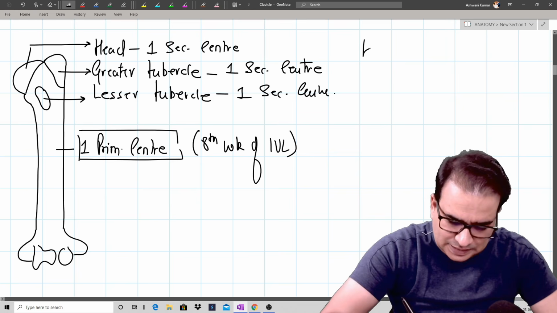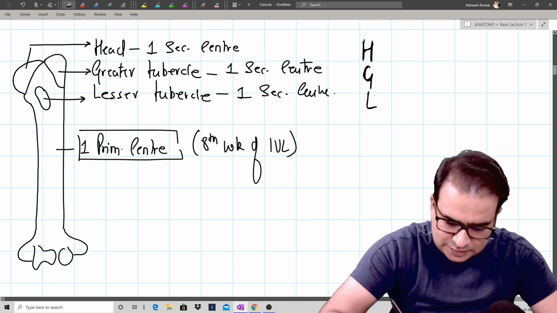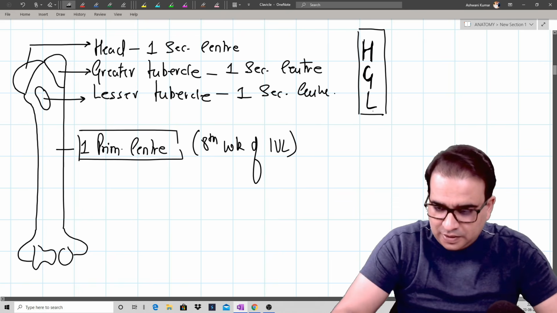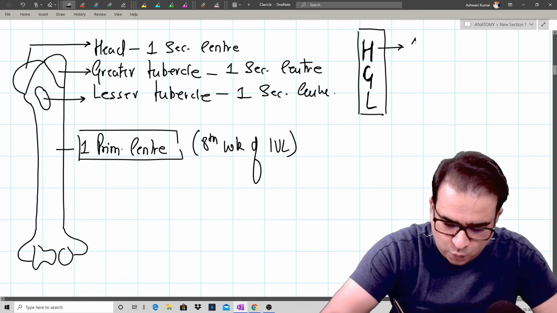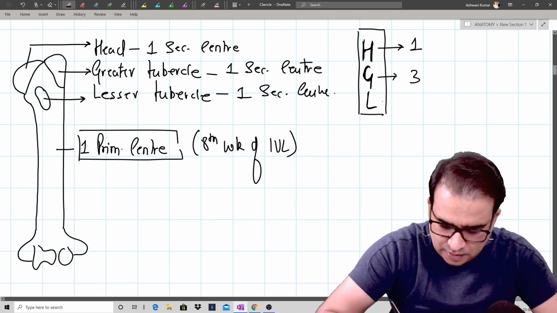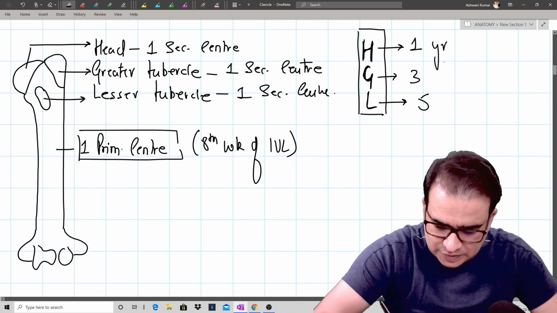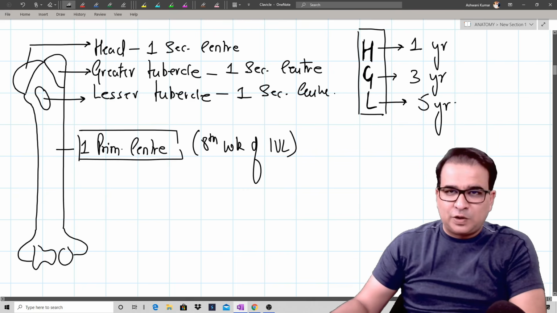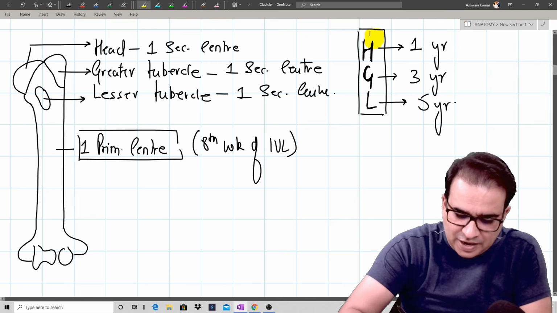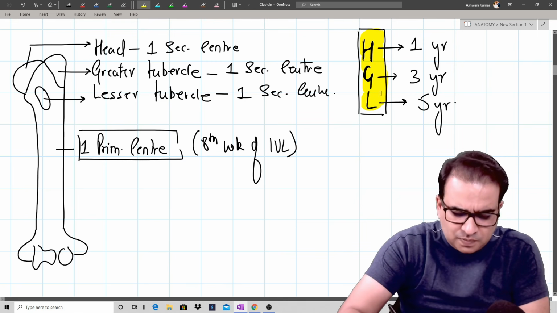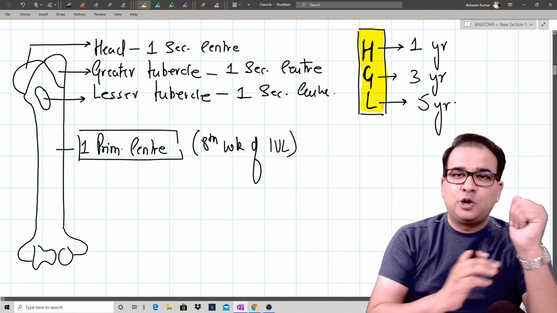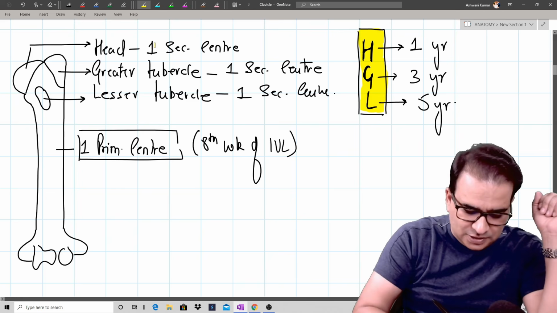That's H, head, G, greater tubercle, L, lesser tubercle. This HGL, head, greater tubercle, lesser tubercle, the centers appear at the age of 1, 3 and 5: first year, third year, and 5th year of postnatal life. Head first year, greater tubercle approximately third year, and lesser tubercle by the age of 5th year. We are talking about the secondary centers, these three.